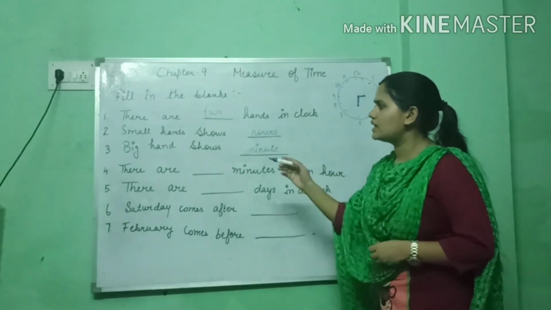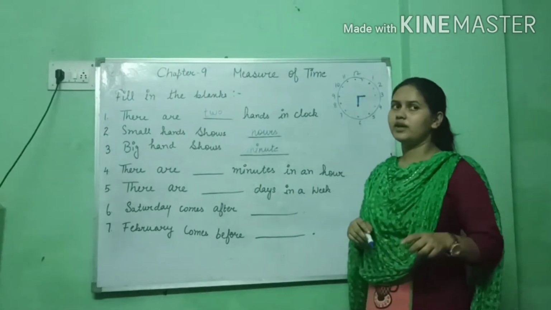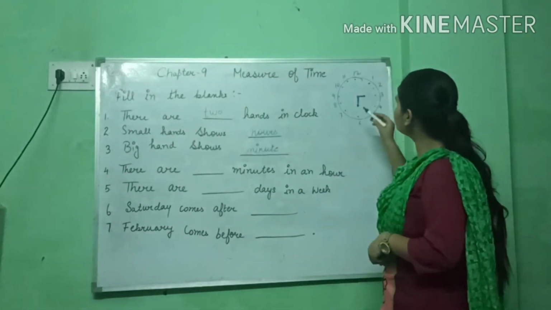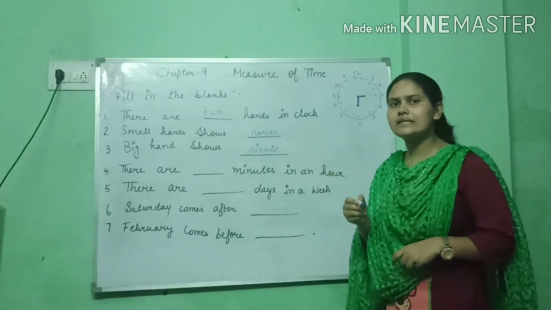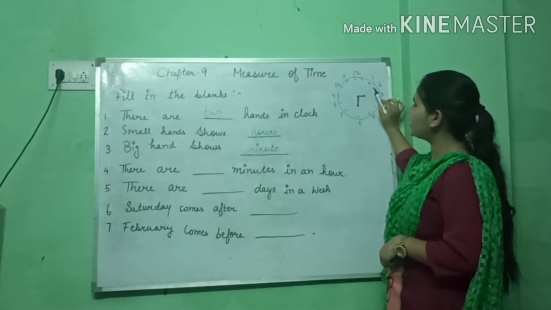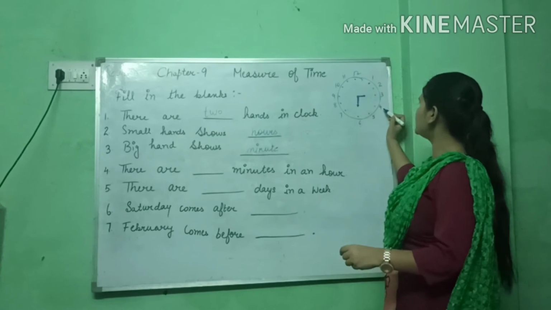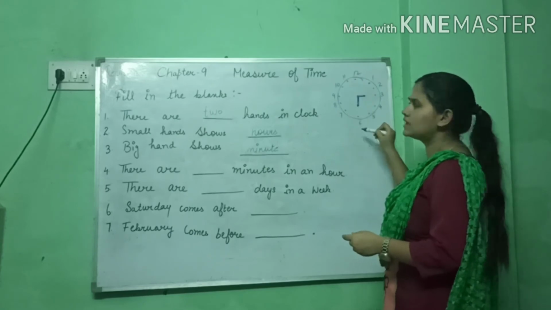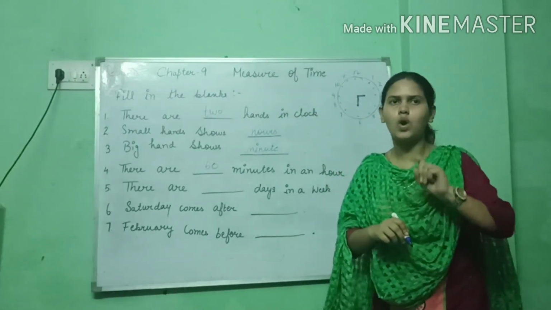Now the fourth sentence: there are dash minutes in an hour. When there is 1 hour, how many minutes are there in 1 hour? Which means from 12 to 12, how many minutes are there? 60 minutes. You can count here after 12, 5, 5, 5, 5. These all are minutes, 5 and 5. So you can see 5, 10, 15, 20, 25, 30. And from 30 to 30, that is 60. In this way we know there are 60 minutes in 1 hour, right?